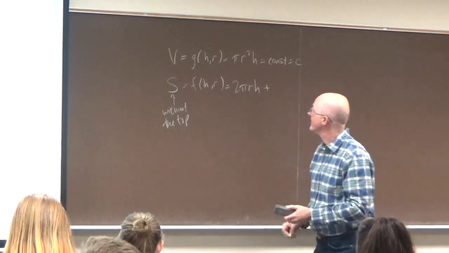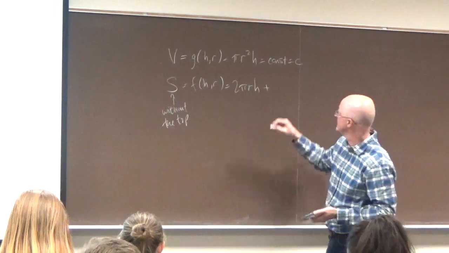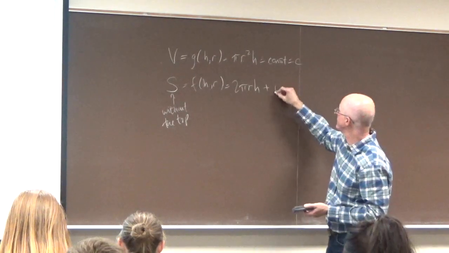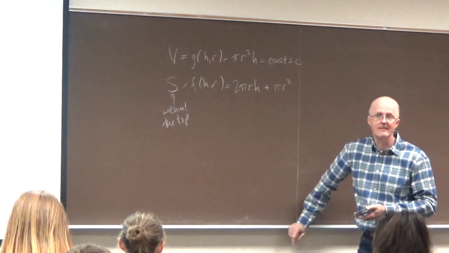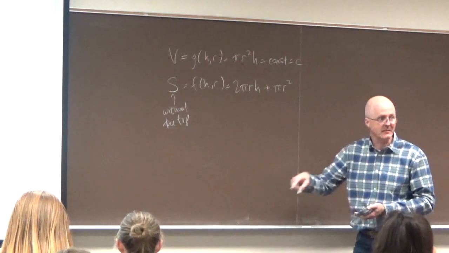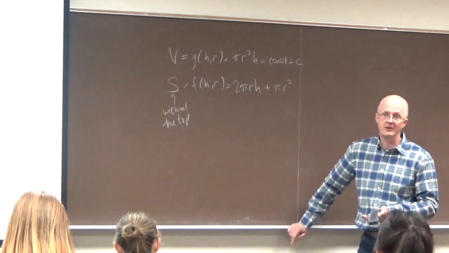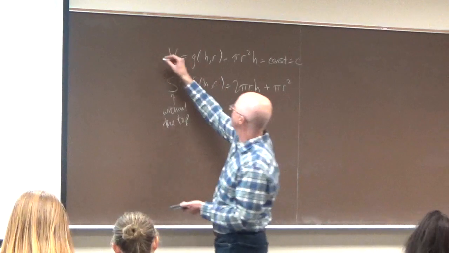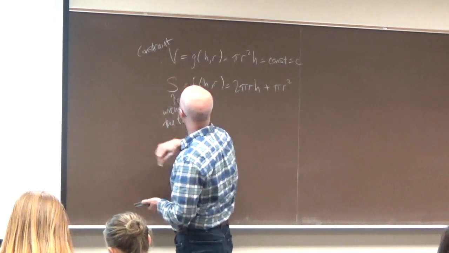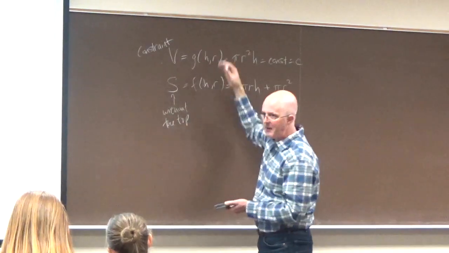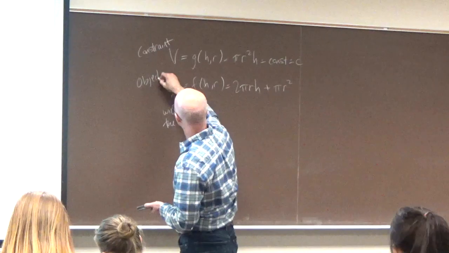However, the surface area that's left over is just the surface area of the bottom. So instead of 2 pi r squared, I just put pi r squared. That'll just be the surface area of the bottom of the cylinder. I'm not including the top now. So it's a slightly different objective function. The constraint is still the same. Constraint, I'm putting these in the opposite order that I did before. But the objective function is different.